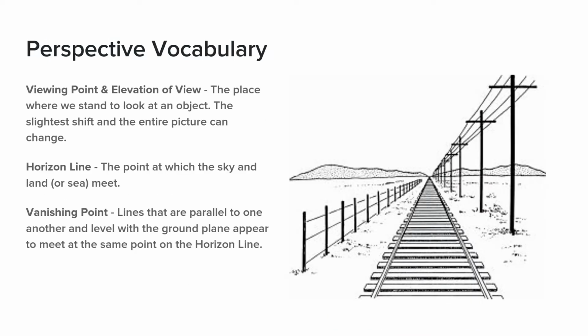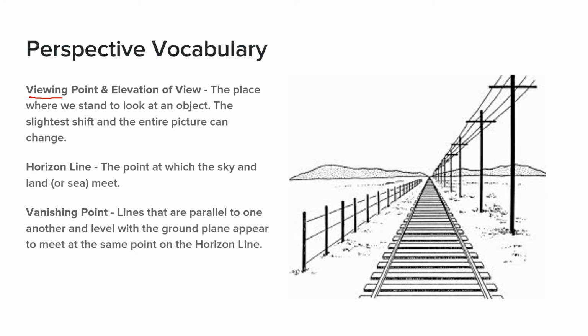All right, so these are some important perspective vocabulary that you need to know. So there's the viewing point and the elevation of view, the place where we stand to look at an object. The slightest shift and the entire picture can change. So I want you to try something wherever you're sitting right now. I just want you to move slightly to the left, come back to center, and then slightly to the right. Notice how whatever is in front of you changes ever so slightly.